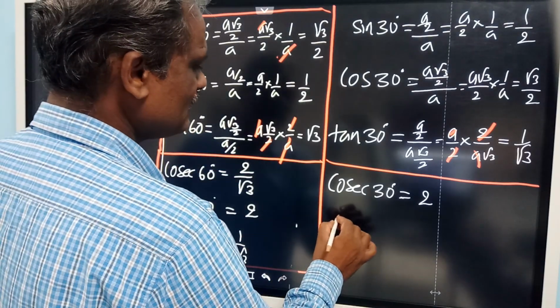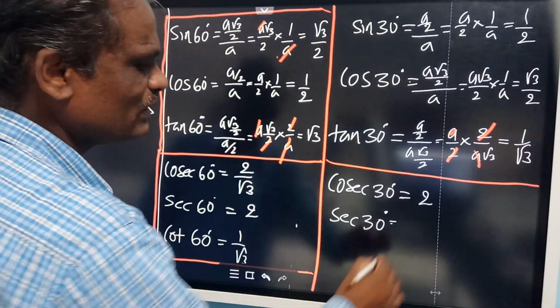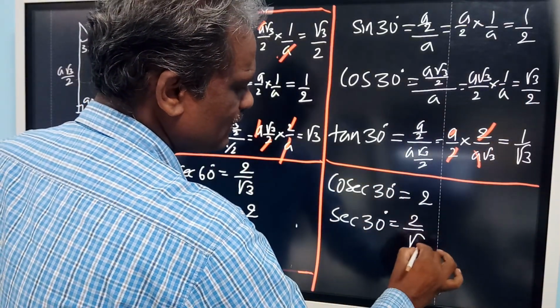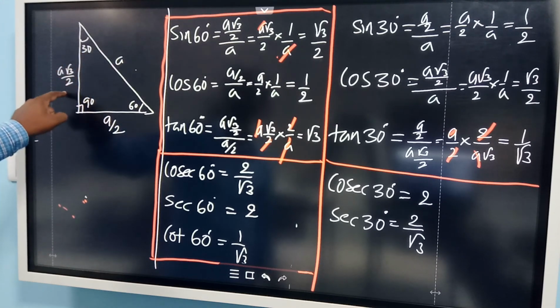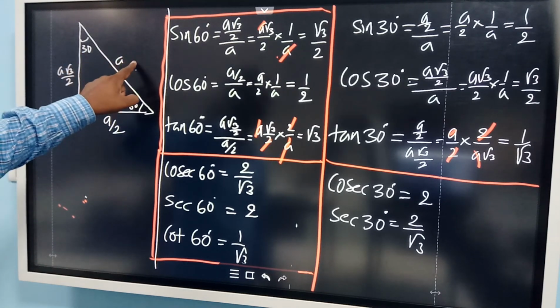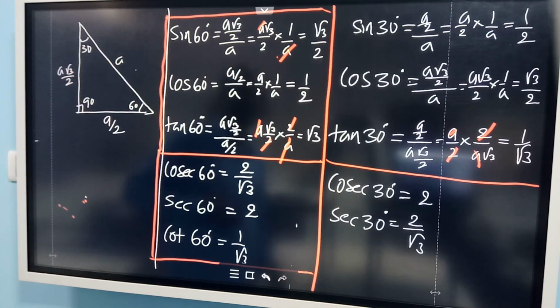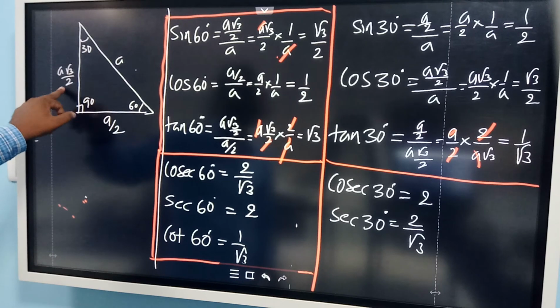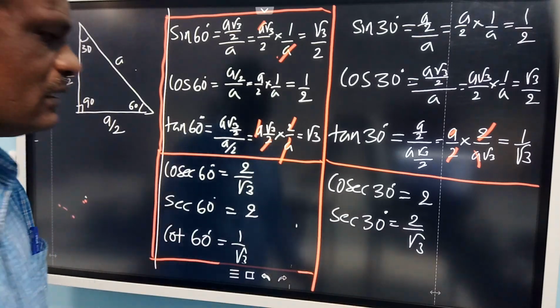Then the next one is secant 30 degree. Secant 30 degree is the reciprocal of cos 30, which is 2 by root 3. How do you get this with reference to this triangle? Adjacent side a into root 3 by 2, divided by hypotenuse. So that is hypotenuse by adjacent side: a divided by a root 3 by 2. 2 will go to the numerator, that's why it is like this.